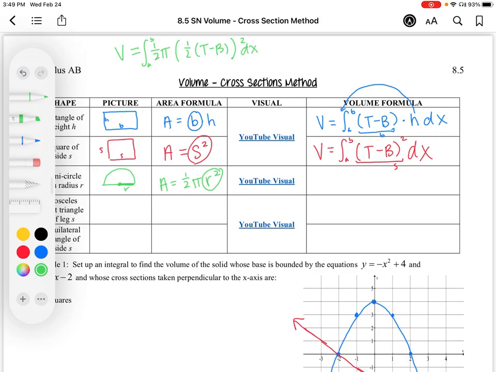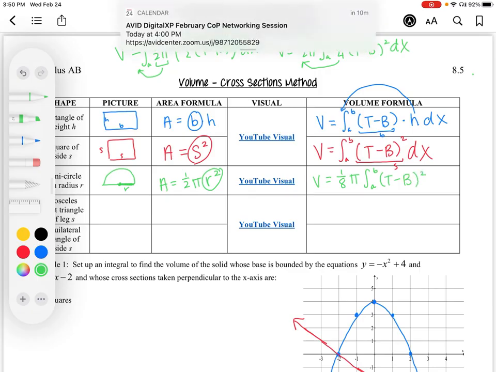I want to clean this up a little bit, so I'm going to go ahead and move that 1/2 pi out. So I'm going to have V is equal to 1/2 pi integral from a to b, and then I can distribute the square to the 1/2 and the top minus bottom. So 1/4 and then top minus bottom squared dx. And that 1/4 can come out as well, which gives us our volume is equal to 1/8 pi integral from a to b of the top minus the bottom squared dx.